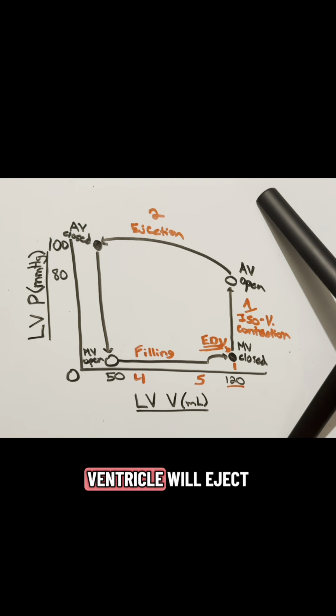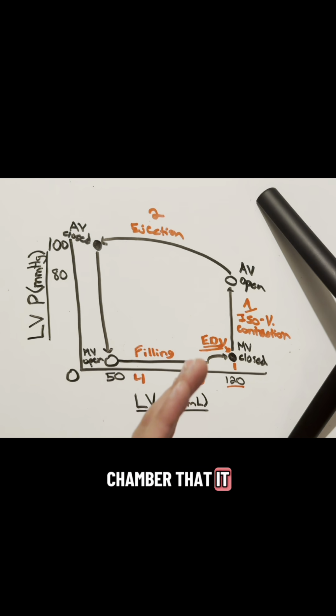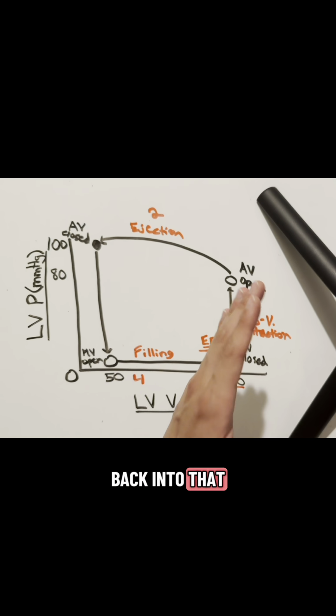So the left ventricle will eject blood through the aortic valve to the aorta for systemic circulation, and as it does so, it will continuously lose pressure and cause the aortic valve, that semilunar valve between the left ventricle and the aorta, to close to ensure that blood does not backflow into the ventricles. To ensure that the blood does not backflow from the very chamber that it is coming from, to ensure that the blood flow does not backflow back into that left ventricle.